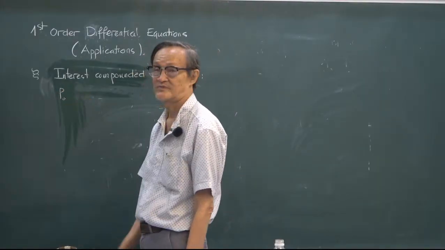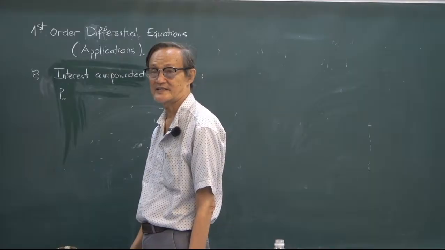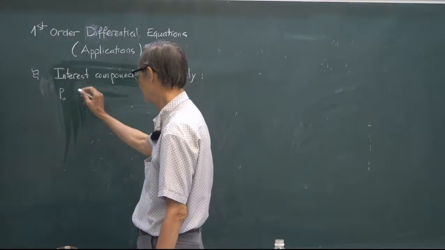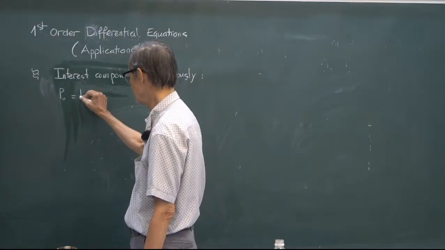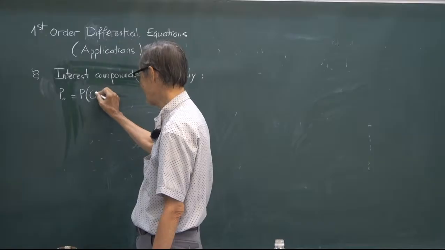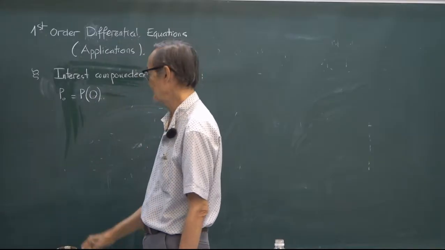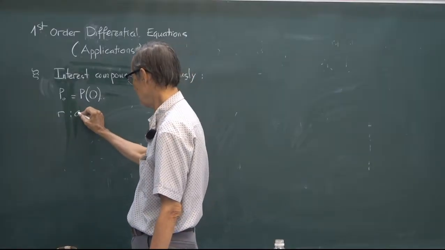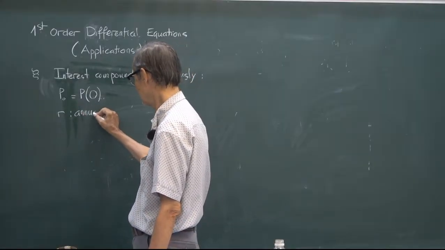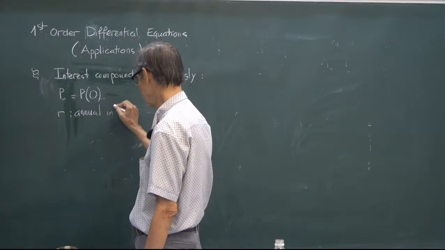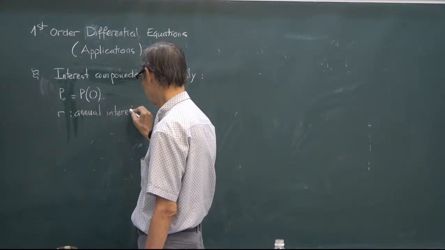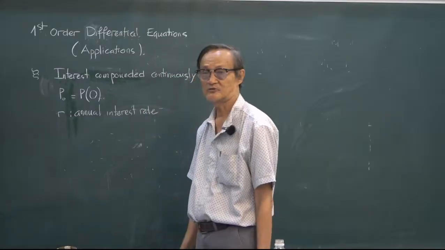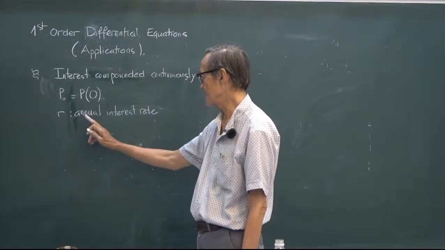P0 is the deposit into a bank, P at time 0, and R is the annual interest rate. Annual interest rate, nominal and annual.